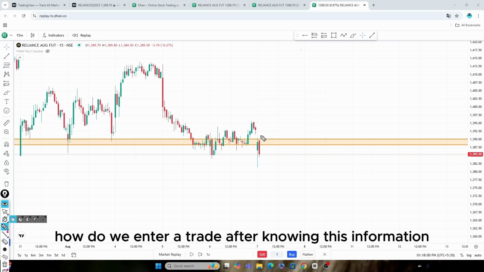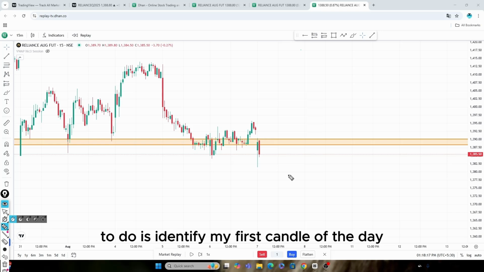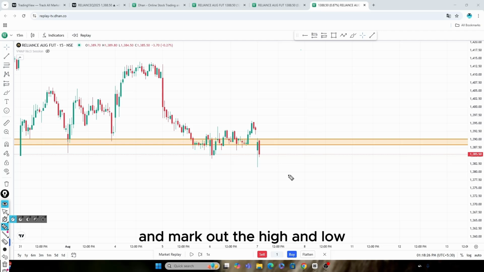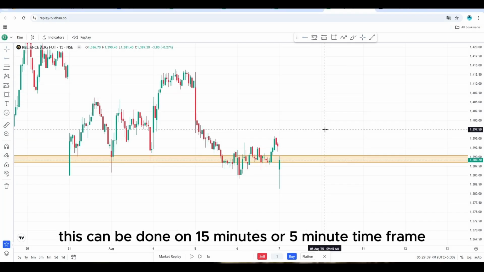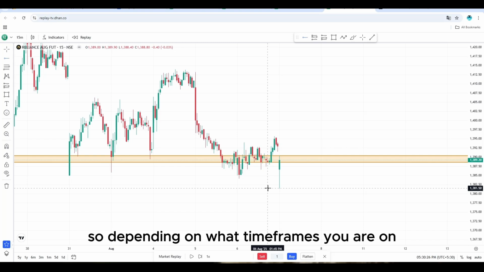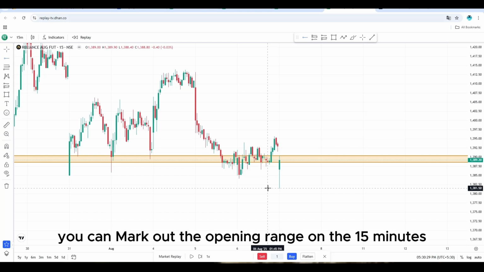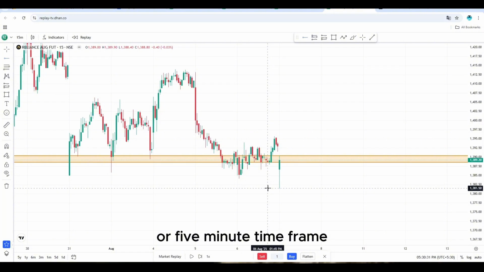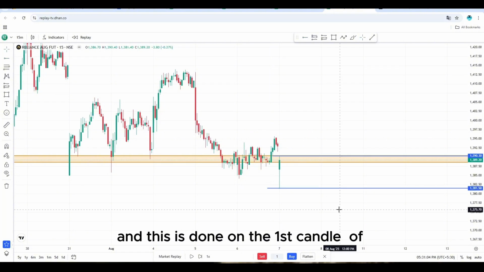After knowing this information, what I am going to do is identify my first candle of the day and mark out the high and low. This can be done on the 15 minute or 5 minute time frame. So depending on what time frame you are on, you can mark out the opening range on the 15 minute or 5 minute time frame. And this is done on the first candle of Indian market open, which is at 9:15 AM.